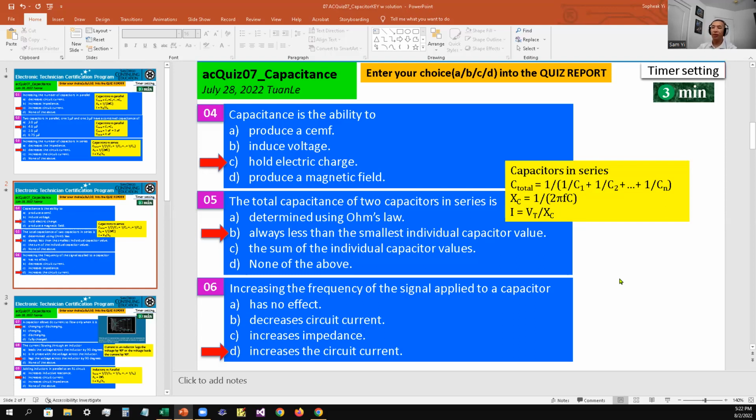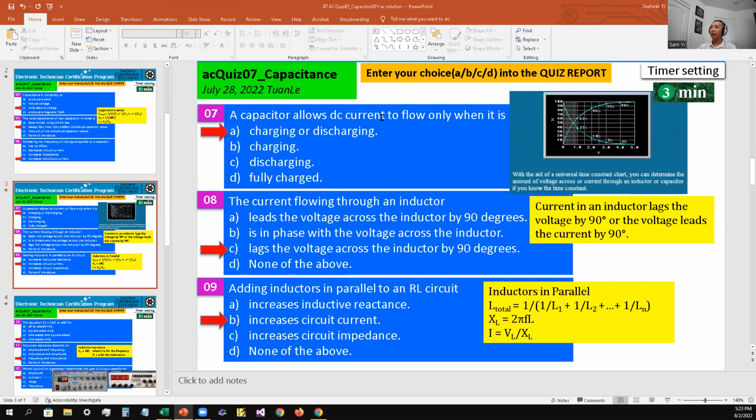Okay, any question on number 4, 5, or 6? Yeah, quick question. Yes, Nicholas. Does XC stand for impedance, or is that capacitive reactance? Yeah, this one represents capacitive reactance because we only deal with a capacitor. Okay, cool. Sounds good. Any other question? Okay, next set.